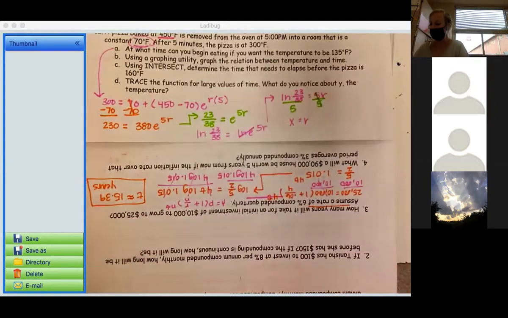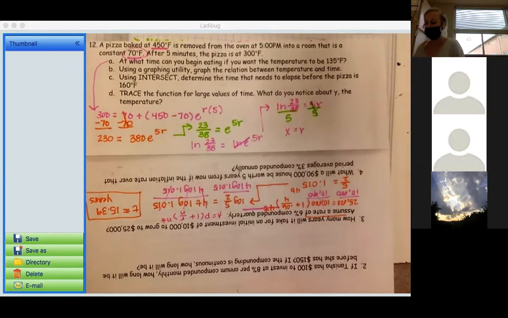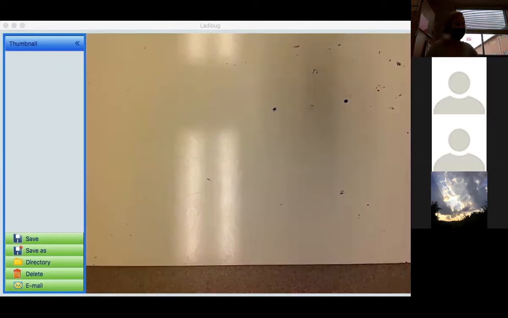And I think I'm running out of room. So if it's okay with y'all, I'm going to use a whiteboard for the rest. Thank you. Okay.